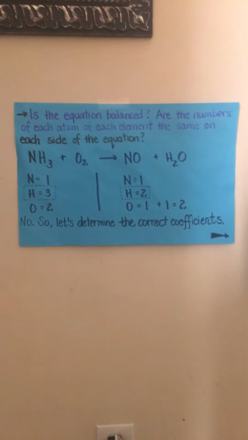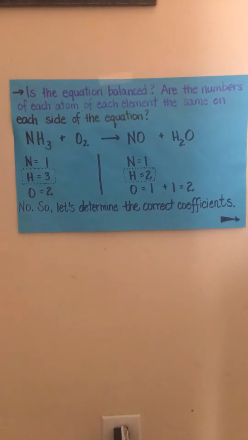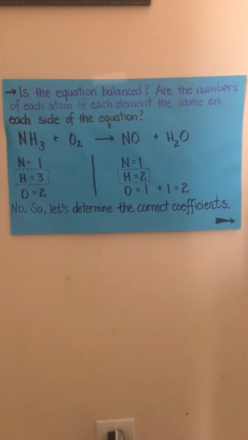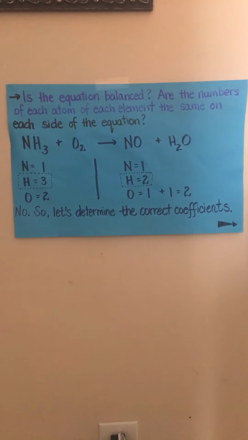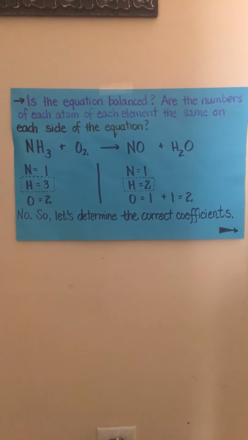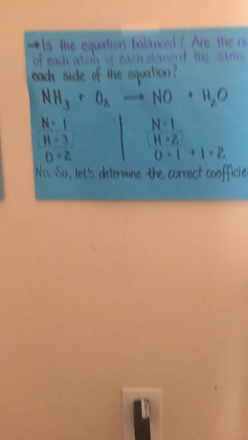You see where we kind of go off the rails there? It's not balanced. Are the numbers of each atom of each element the same on each side of the equation? No, they're not. So let's determine the correct coefficients. Sometimes getting the correct coefficients is a trial and error process, and so we're going to do a little trial and error right here.